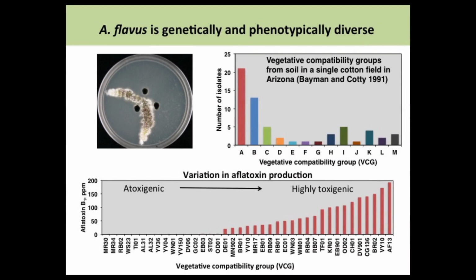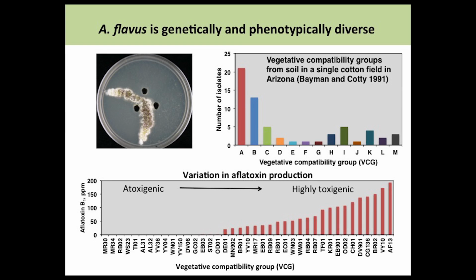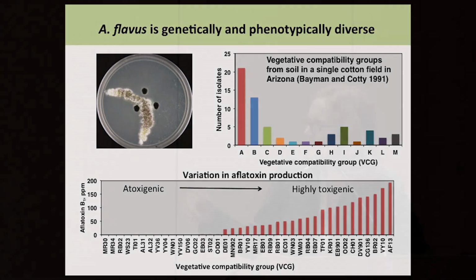But there are a variety of different strains, genotypes of Aspergillus flavus out in the environment. They're extremely genetically and phenotypically diverse, and this just illustrates that there are many different genotypes. The top figure shows the frequency of different genotypes within a single field. The bottom figure indicates there's a lot of variation in the amount of aflatoxin produced by Aspergillus flavus, ranging from no toxin production in atoxigenic strains to highly toxigenic.